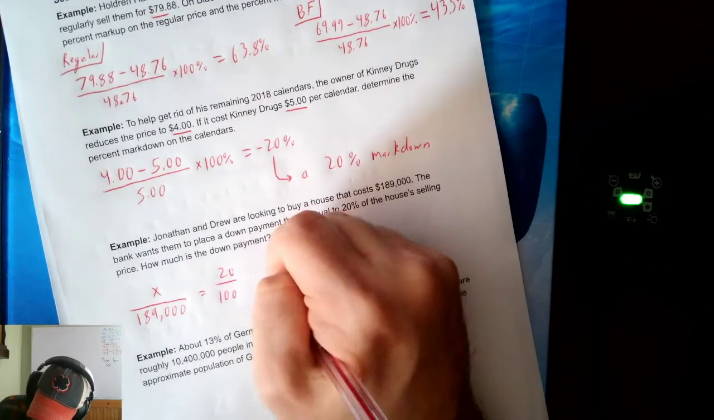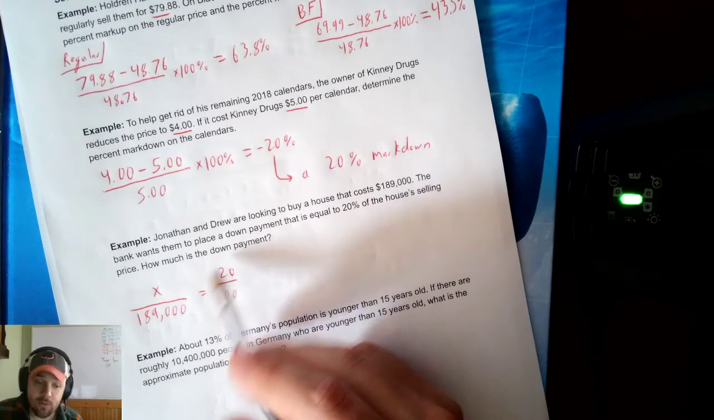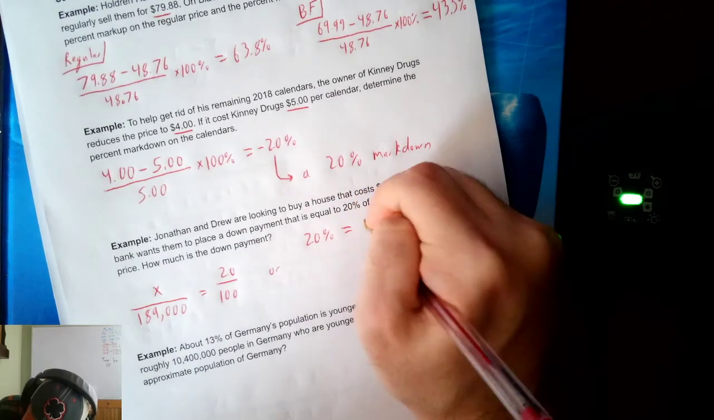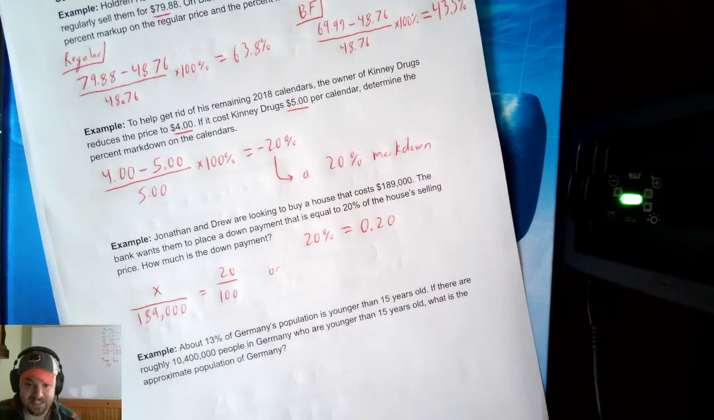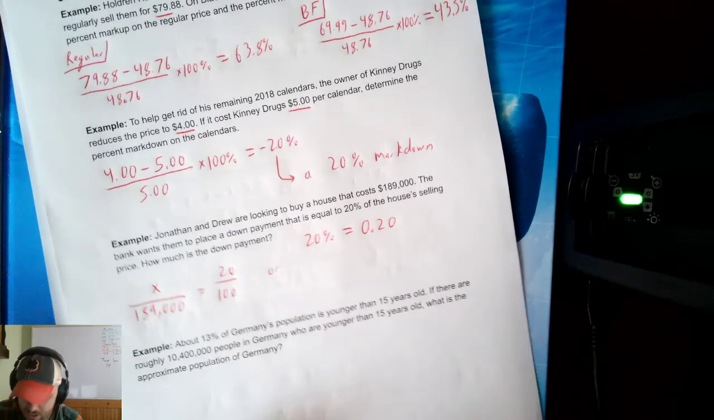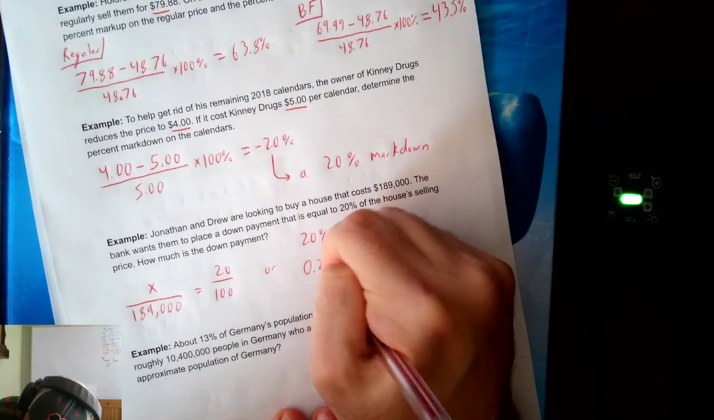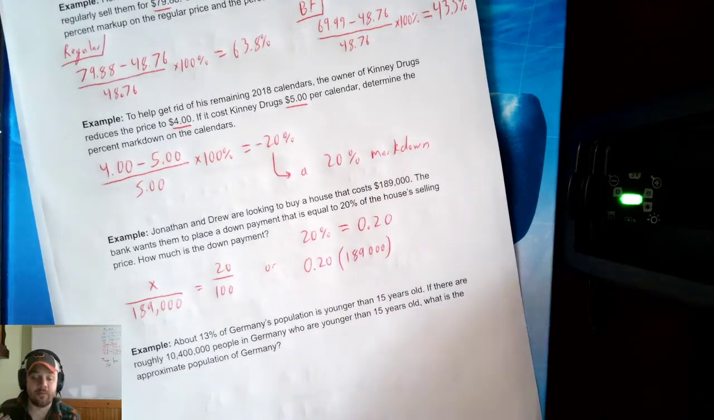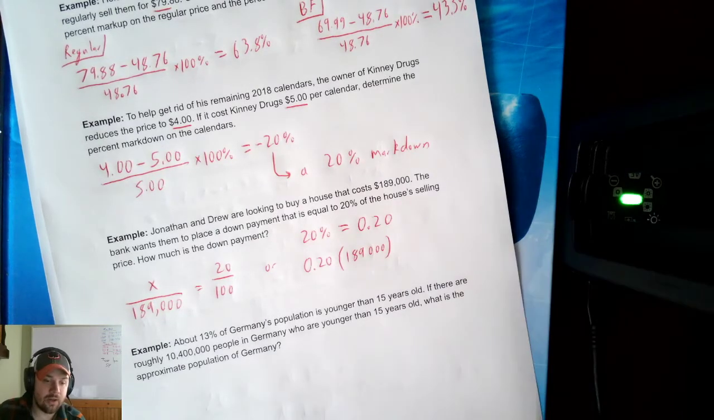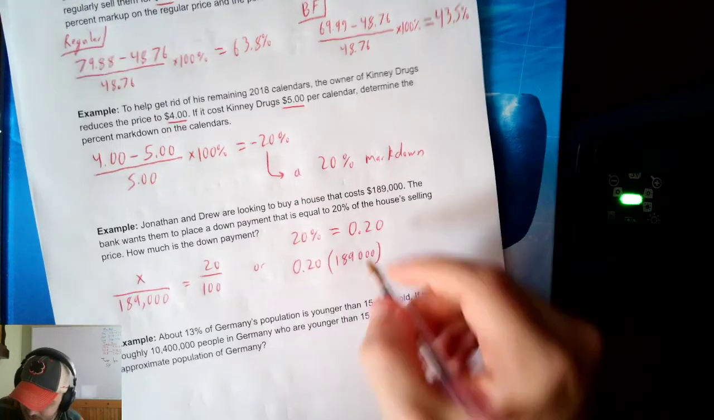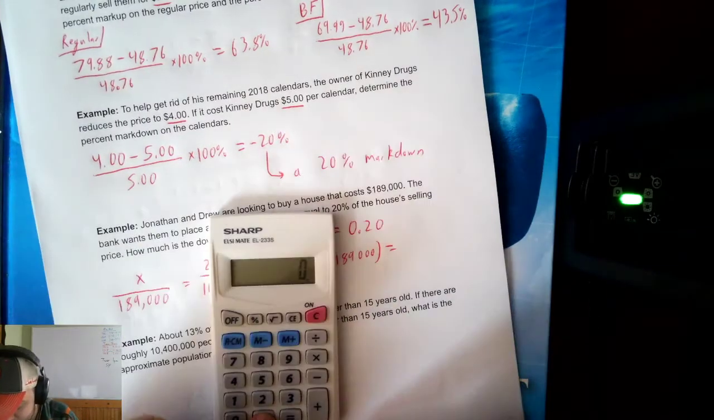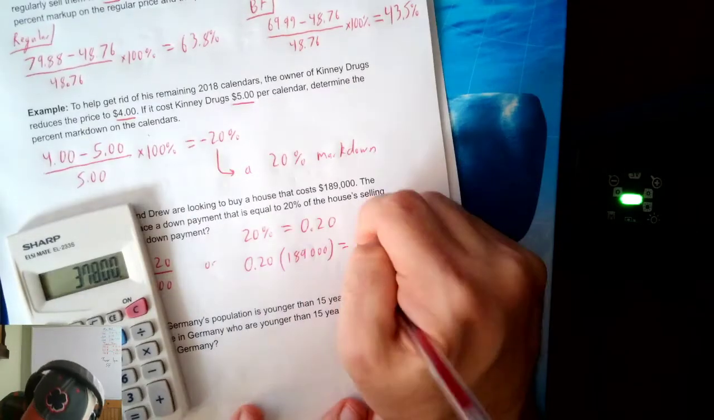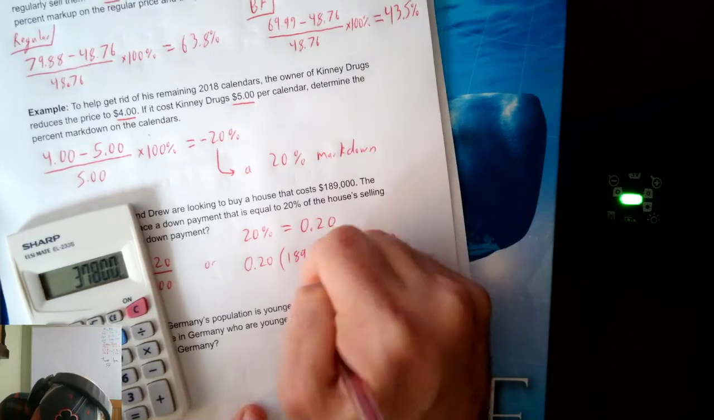And then I could cross multiply. Now, maybe you like this. This would work. Or I can see that 20% is equal to 0.20 as a decimal. And I can do 0.20 times the original cost. If I'm comfortable with my conversions, if I can see those conversions ahead of time, I can get my answer this way. I can do 0.2 times 189,000 gives me 37,800.